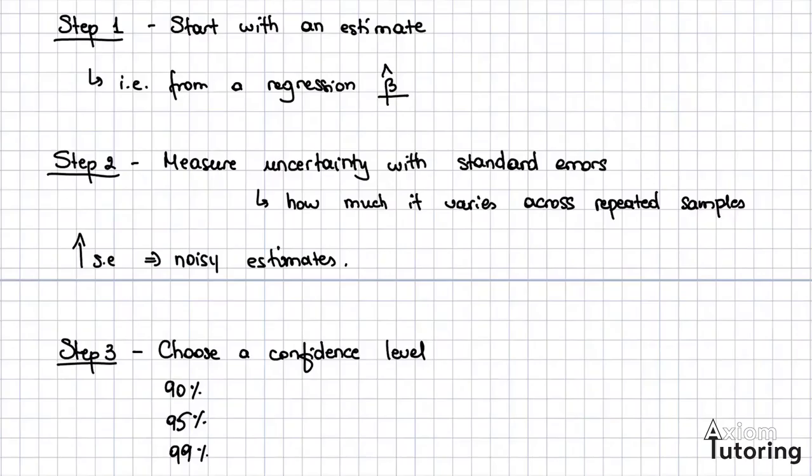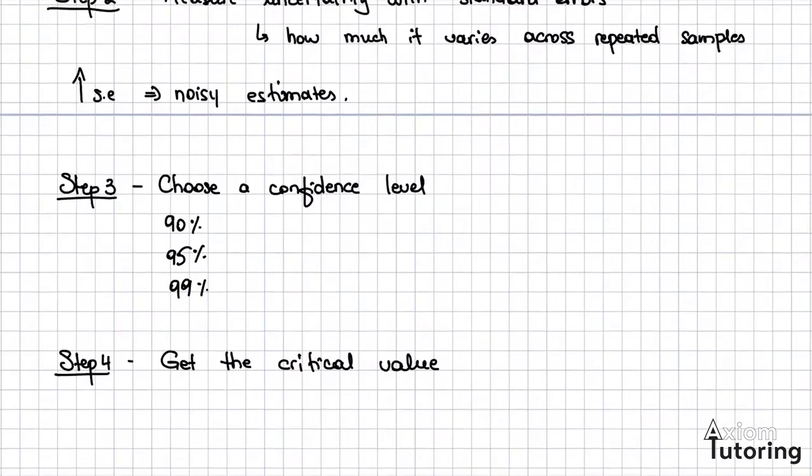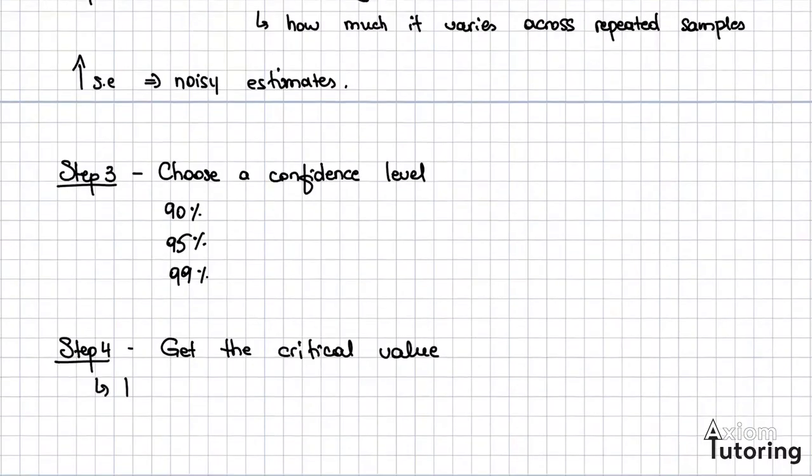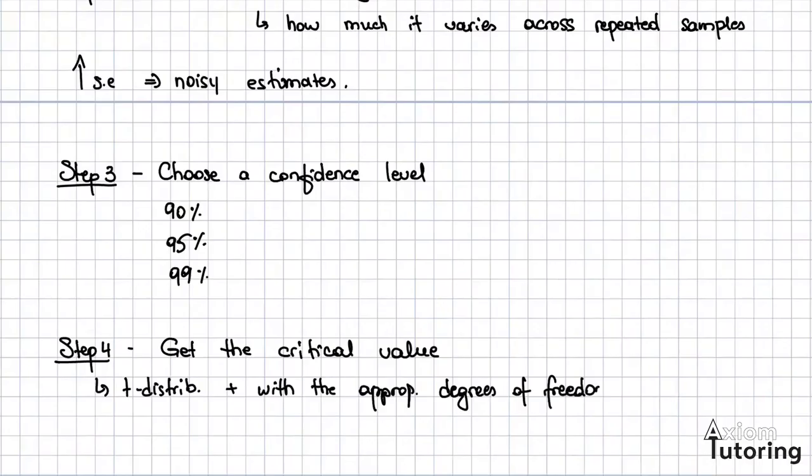The next step is to get the critical value. So you need to translate uncertainty into a range. For that, you need a critical value from the distribution. In most regression settings, you're going to use a t-distribution, and the most important thing is to make sure you get it with the appropriate degrees of freedom, because the critical value tells you how many standard errors you move away from the estimate.